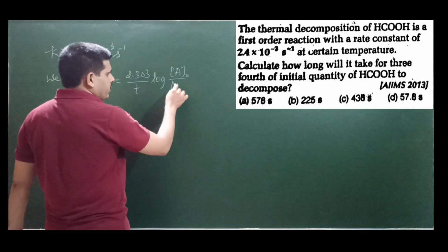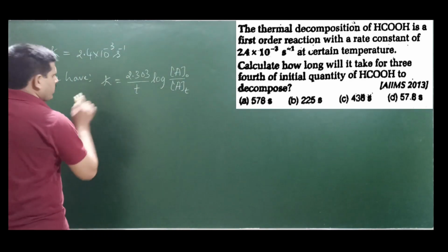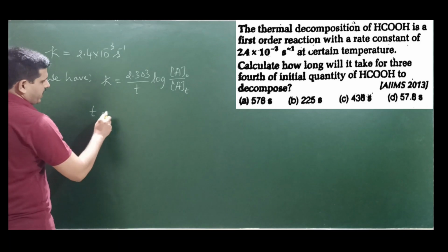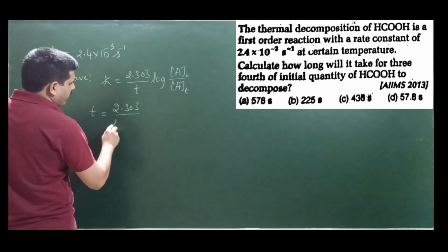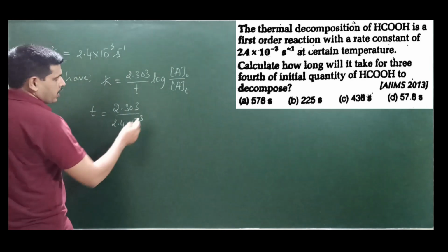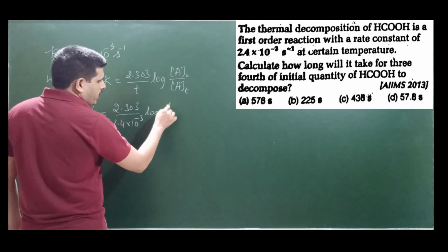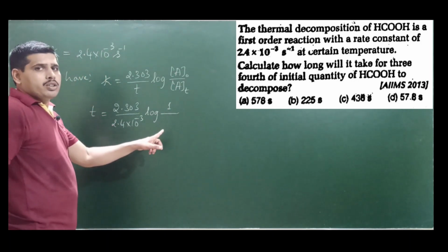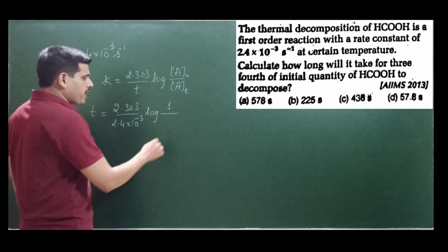In general I am writing the concentration of the reactant at time T. What is asked? The time period. T is equal to 2.303 divided by the K value 2.4 into 10 to the power of minus 3 into log of A naught, if I take 1, what is remaining? 3/4 has to decompose. So 1 minus 3 by 4, which is 1 by 4.